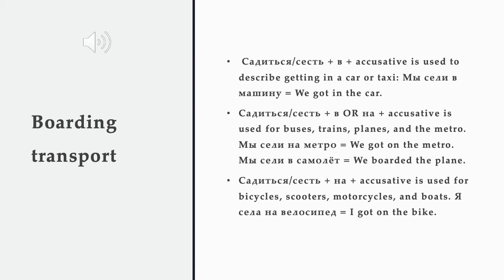And then finally, when we have things that you actually ride on, like bicycles, scooters, and motorcycles, and also boats where you are standing on top of them, we always use на plus accusative. So, я села на велосипед is I got on the bike. And again, we do the same thing in English, where you are either sitting on a bicycle or a scooter, or you are standing on a boat. And so just like in English, in Russian, we use на or on plus the accusative to indicate boarding or getting on these forms of transport.